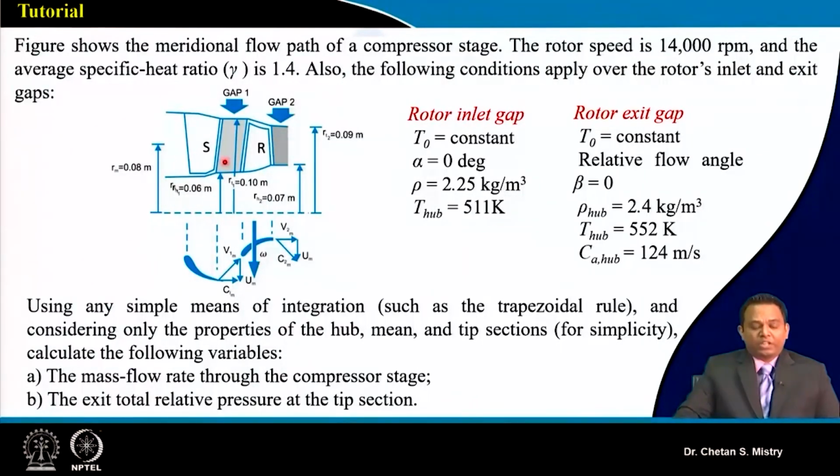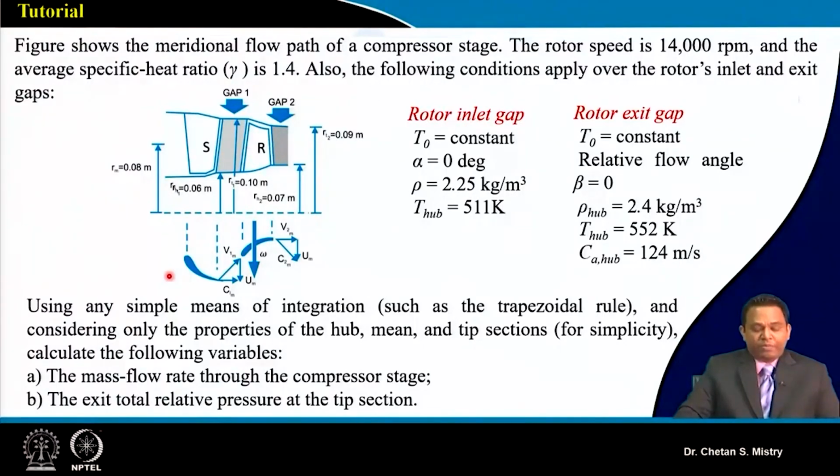Now at the rotor exit, this is the region where this information is given. At rotor exit, T0 is constant, and my relative blade angle beta 2 is equal to 0. Density at the hub is 2.4 kg per meter cube. Hub temperature is 552 Kelvin. And my axial velocity at the hub is 124 meter per second. So these are the data given at the rotor entry gap and rotor exit gap.